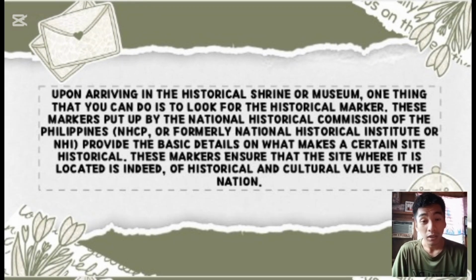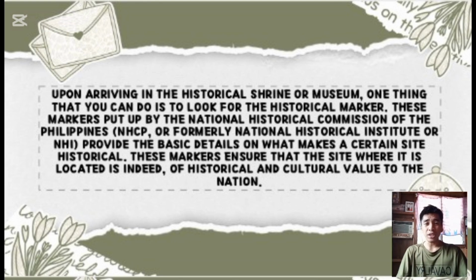So upon arriving at the historical shrine or museum, one thing that you can do is to look for the historical marker. These markers put up by the National Historical Commission of the Philippines, or NHCP, formerly known as the National Historical Institute, or NHI, provide the basic details on what makes a certain site historical. So these markers ensure that the site where it is located is indeed of historical and cultural value to the nation.